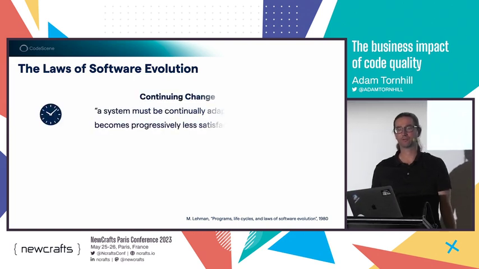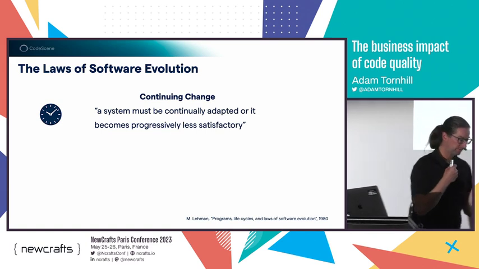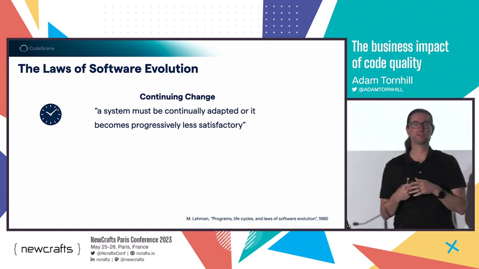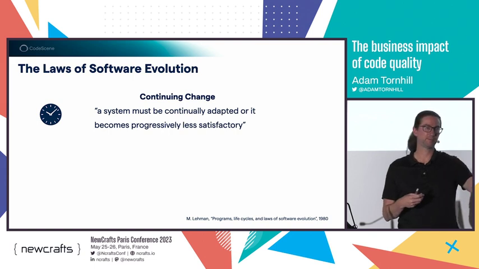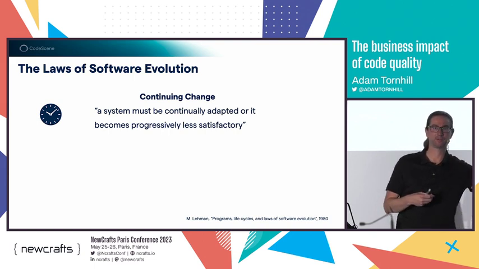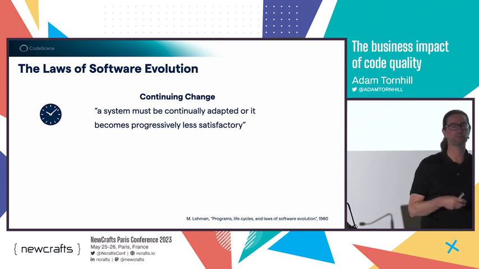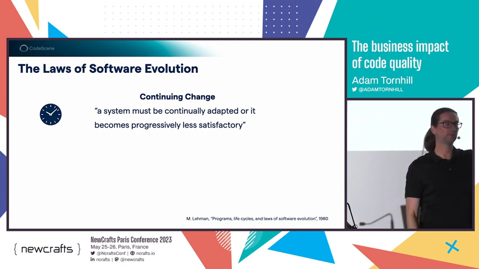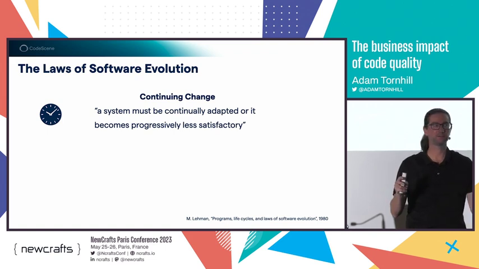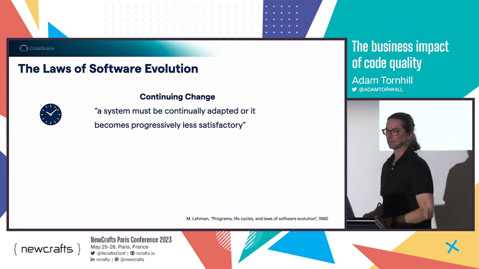So the first law of software evolution is the law of continuing change. This law says that our system is never done. We always have to adapt it, evolve it to keep it relevant, right? So we might have to respond to user needs, we might have to respond to competitors, we might want to enter a new market or whatever, right? So the law of continuous change, that's the reason why our backlog never gets empty, right? Because the only stable projects are dead projects.